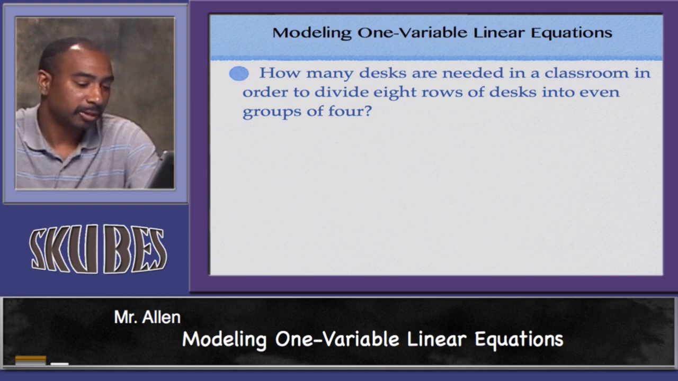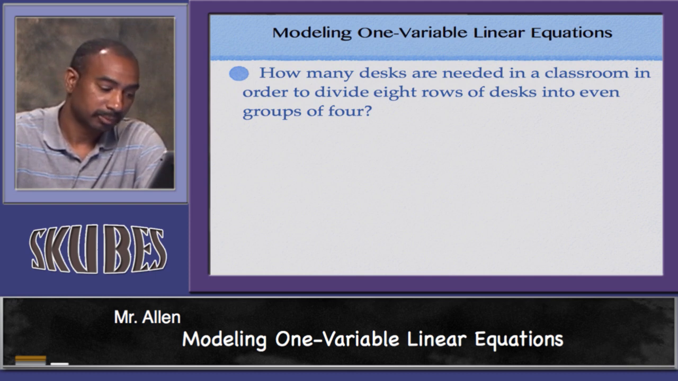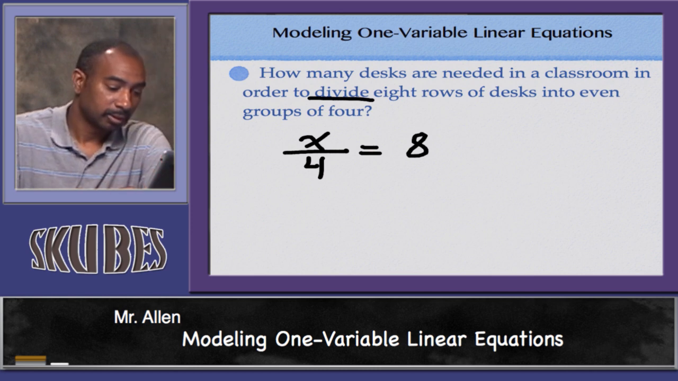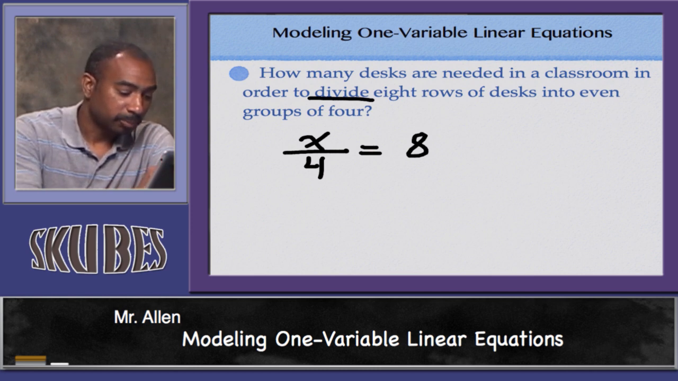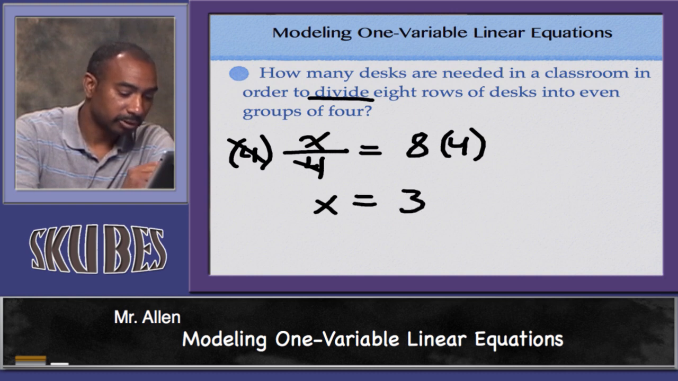All right, how many desks are needed in a classroom in order to divide 8 rows of desks into even groups of 4? So we're going to divide. So how many desks are needed? X is the number of desks. You want it in groups of 4, but you're going by 8 rows. So what you're going to do is multiply both sides by 4. 4 cancels out here. So the number of desks you're going to need is 32.